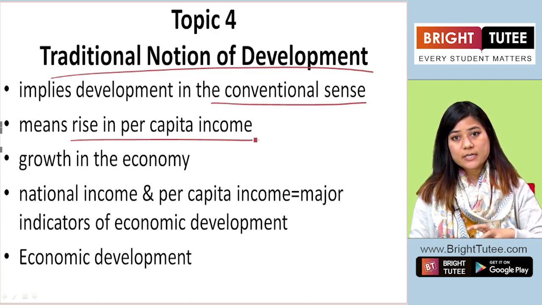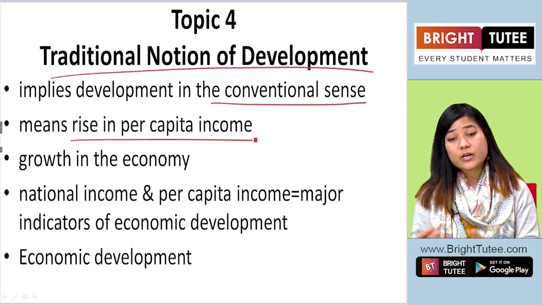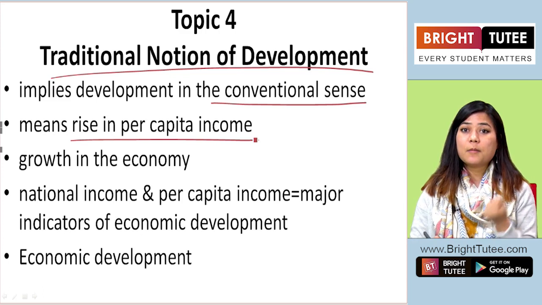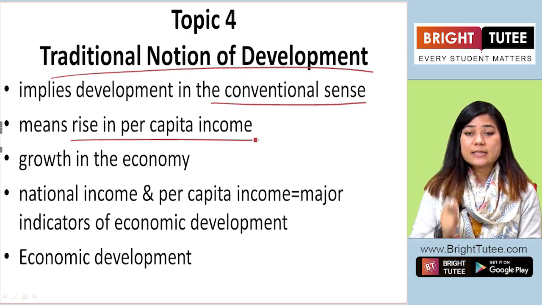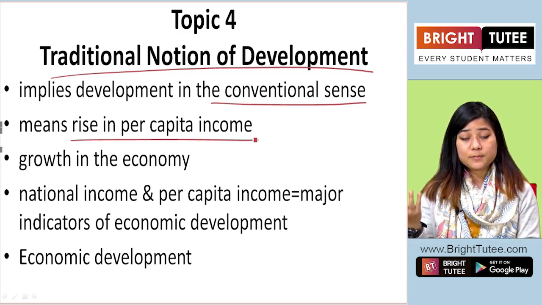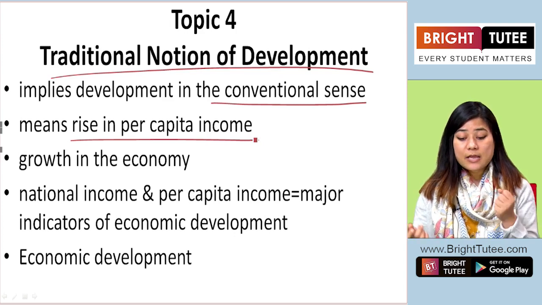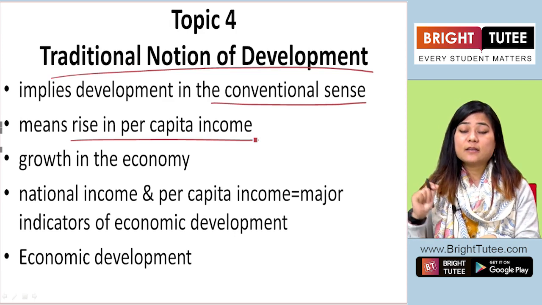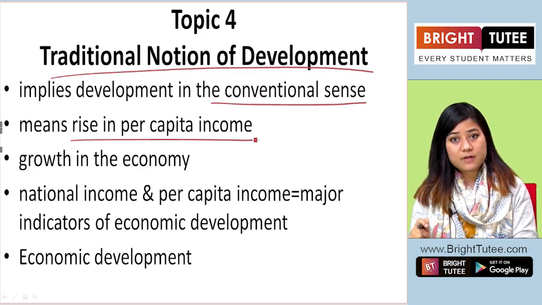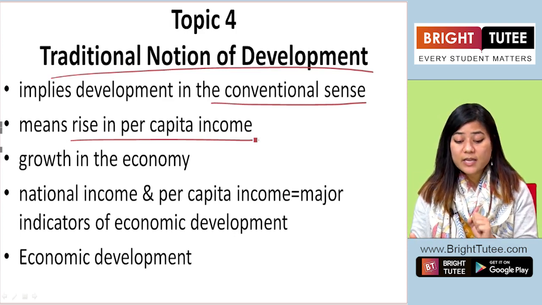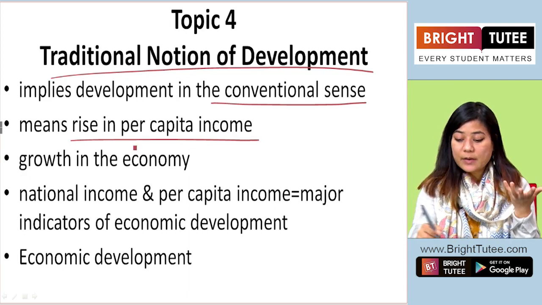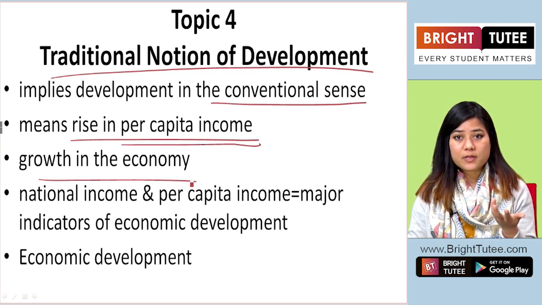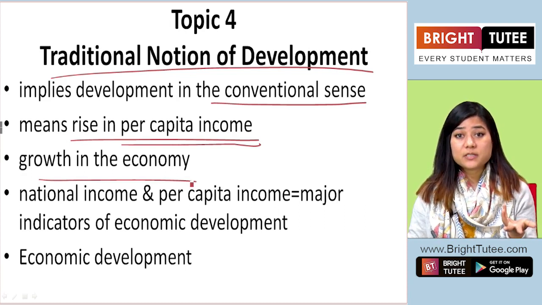So traditionally it was understood that if the per capita income of a country increases, that means that country develops or is developed. If the per capita income decreases, then that country is not developed or is underdeveloped. The increase in per capita income means growth in the economy, growth in economic development.